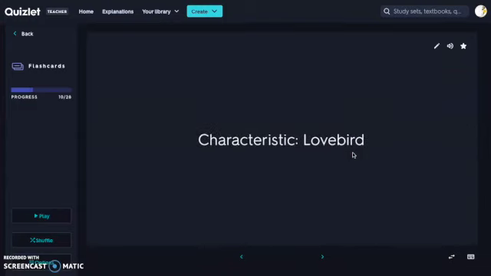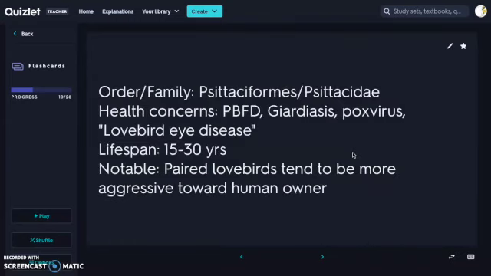Next, we have our lovebirds. So lovebirds, we definitely think about coming in pairs. They are Psittaciformes and they are Psittacidae. So that is their family. Health concerns are PBFD, Giardia, pox virus, and then they also get lovebird eye disease. So they have some issues with their eyes. Lifespan is a little bit less, so 15 to 30 years. Again, it all depends on how you are treating that animal.